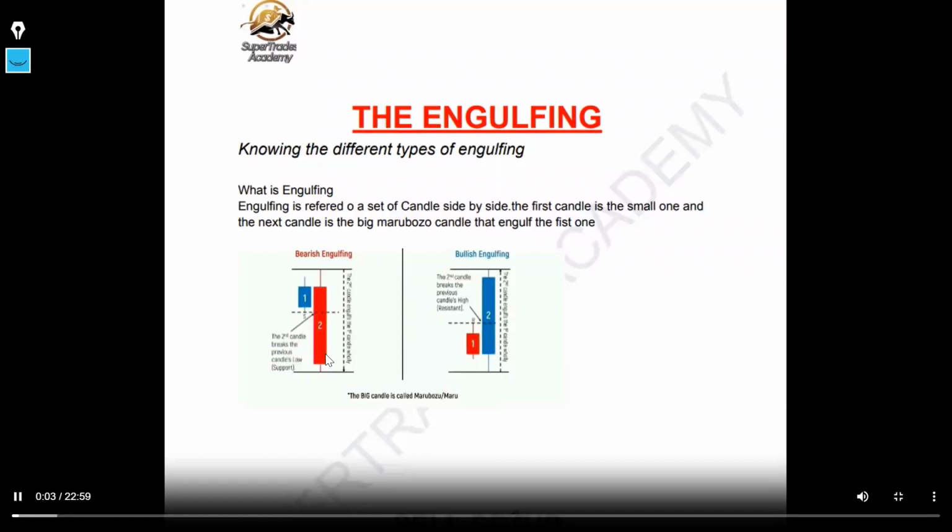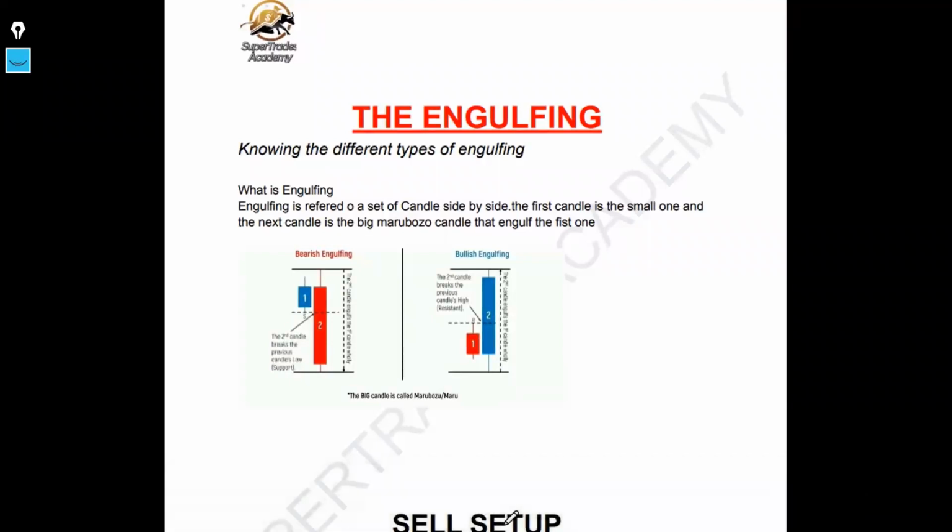Yes, guys, welcome to this part where we are on the engulfing. Before I start, I will always remind you this, guys: patience, patience, patience. It's better to sit down and wait for a setup than to always wait for the perfect setup. So here we're going to know the different types of engulfing.